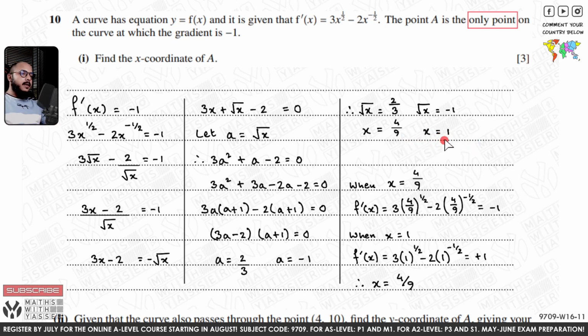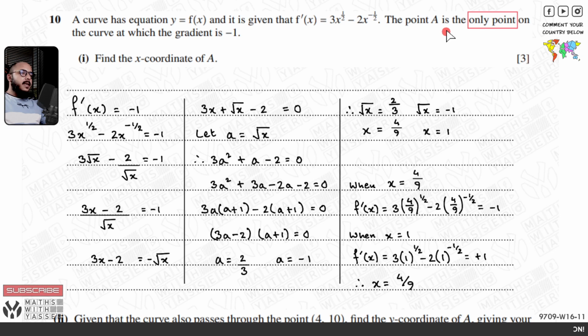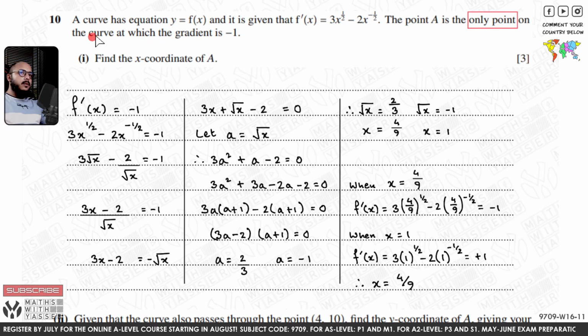But that's not it. This is not our final answer, because you have to look at the question carefully. It says that the point A is the only point on the curve. So they're talking about just one point. So let's test these two values in the differentiated equation, because f prime x basically means first derivative. So when x is equal to 4 over 9, if we substitute this into this equation, we get negative 1.